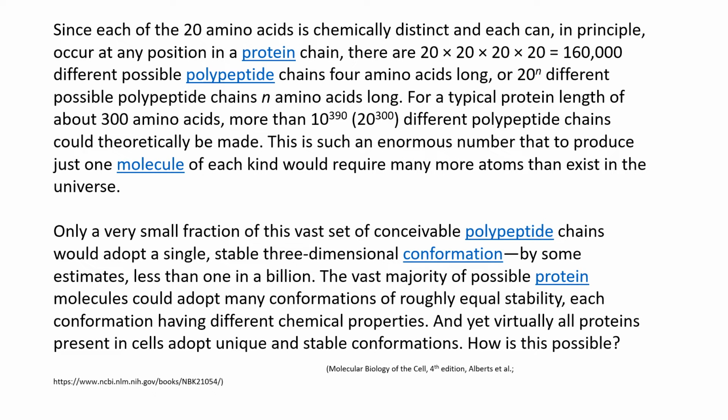So having stable, functional, unique folding patterns is critical, and you see how extraordinarily unlikely this is to occur if we were to simply string together amino acids by chance. And Professor Alberts gives an estimate of less than 1 in a billion. We will see that the likelihood is actually much, much, much less than that.